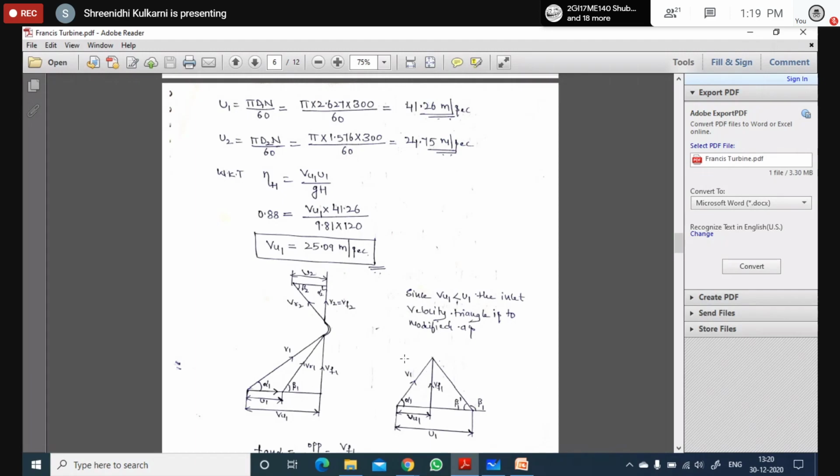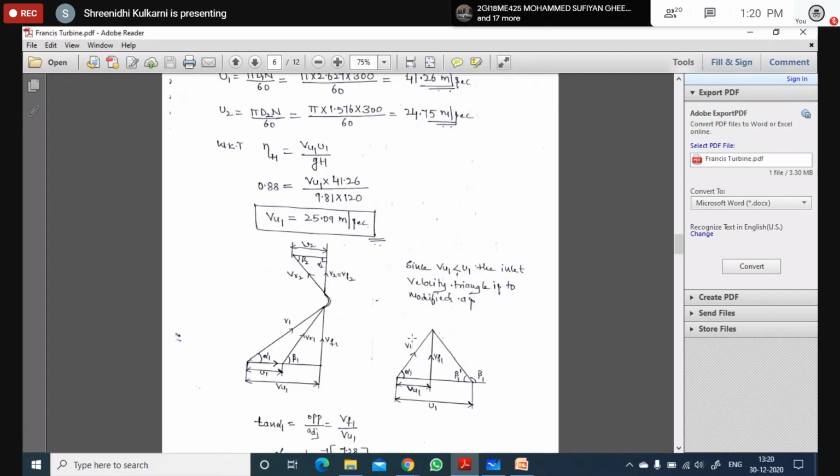So here you can see the modified velocity triangle. The reason is that VU1 is less than U1, or U1 is greater than VU1. Since that is so, the velocity triangle is to be modified as this. Whatever this beta 1 is, the relative velocity VR1 with respect to the beta angle, we will modify to this side. Then this is the modified inlet velocity triangle.